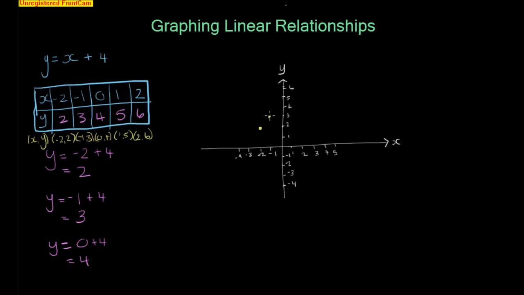So 0 and 4, that's on our axes there. This is our y-intercept. We're going to go 1 to 5 and 2, 6. There's our points. As you can see, mine are not perfectly lined up, but it's pretty close. So once we've got our points, we can draw our line through them.